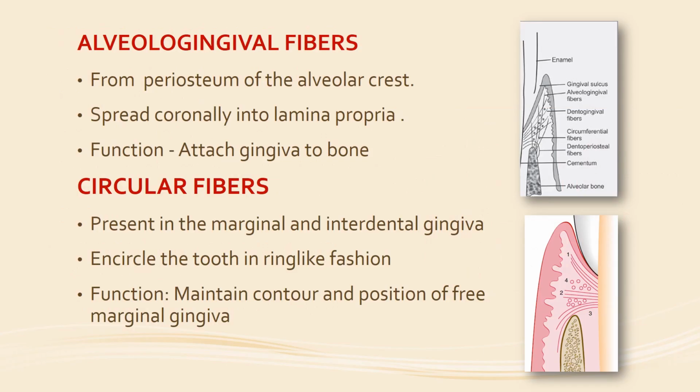Alveologingival fibers arise from the periosteum of the alveolar crest and spread coronally into the lamina propria. They function by attaching the gingiva to the bone, as said by the name. Coming to circular fibers, they are present in the marginal and interdental gingiva, encircling the tooth in a ring-like fashion, and function by maintaining the contour and position of the free marginal gingiva.